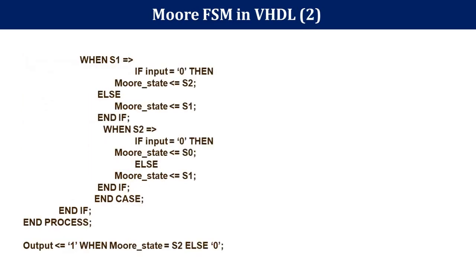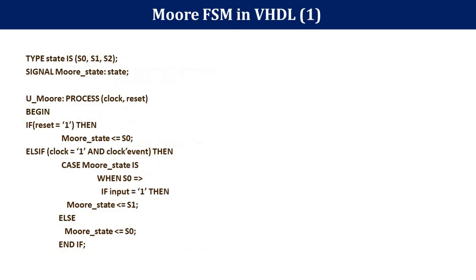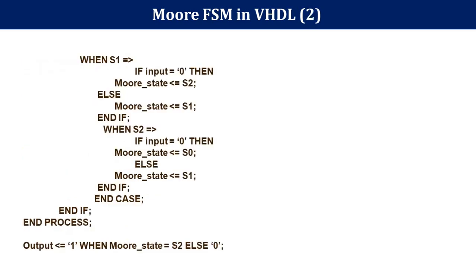End of the if. Then go to the next state. When Moore state is S1, at that time again it will check the input, 0 and 1. If input is 0, then Moore state is S2, because the second input of the sequence is 0. Hence when 0 is detected, Moore state is assigned S2. Else Moore state is assigned S1.